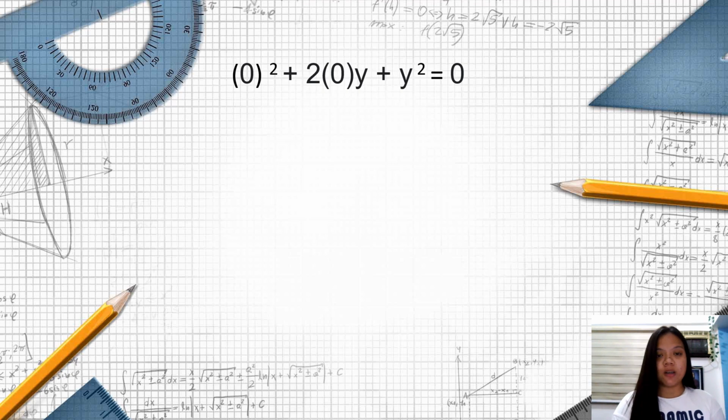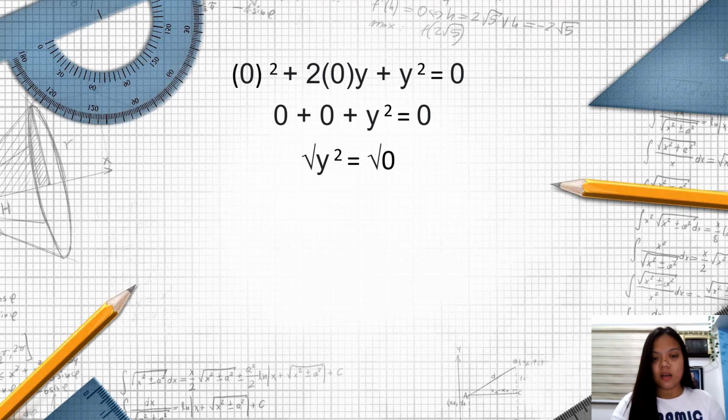I did not include k because what we are solving for here is the value of x. So 0 squared plus 2 times 0 times y plus y squared will be 0. So this will be the answer. To find the value of y, we need to take the square root of each side. The square root of y squared will be y, and the square root of 0 is 0. So y is equal to 0.